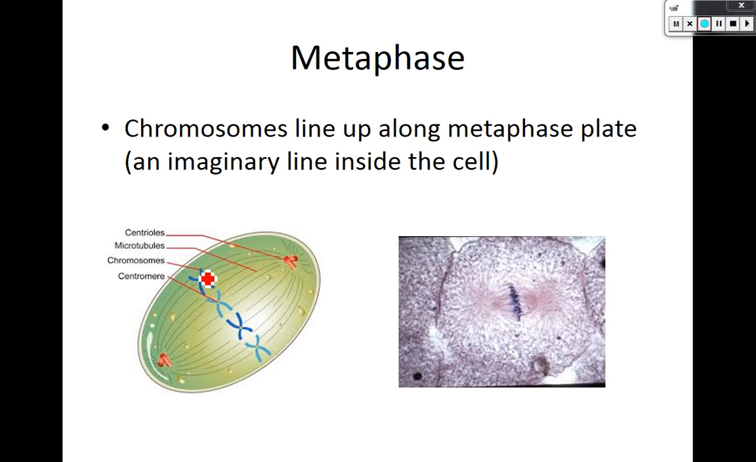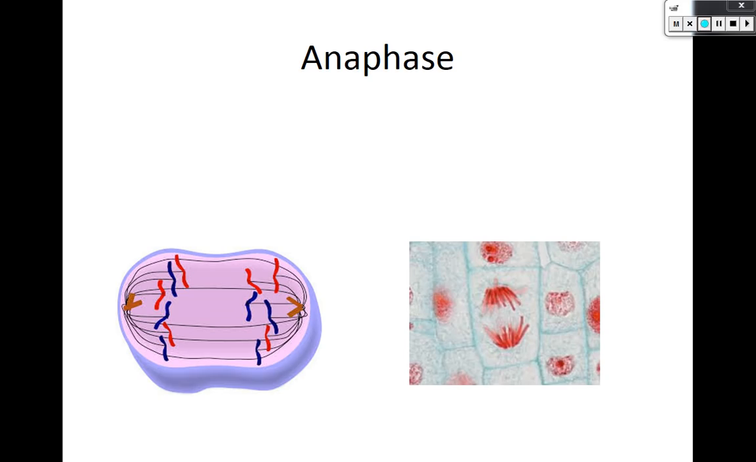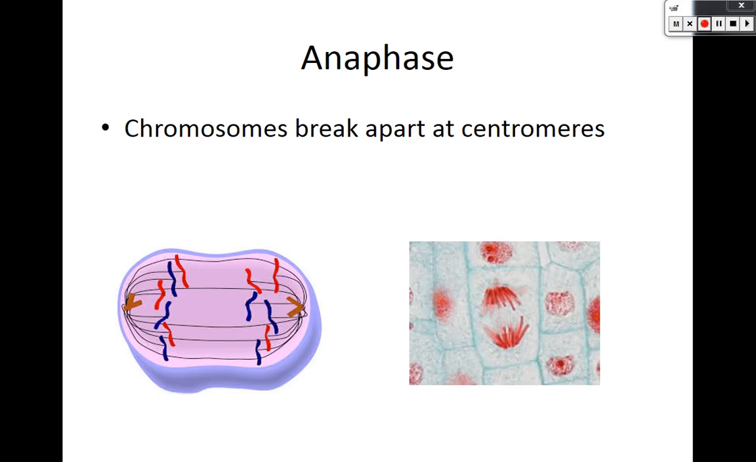But the idea is the DNA is replicated. It's got to line up with its exact match so that when the chromosomes get pulled apart, one of each pair goes to one side and the other goes to the other side. So you can see in here, they're all lining up along this metaphase plate. And again, you'll be able to see this in some of the slides we look at. Then we have anaphase. In anaphase, the chromosomes break apart at the centromeres. The centromeres are just a fancy word for saying where they were connected before.